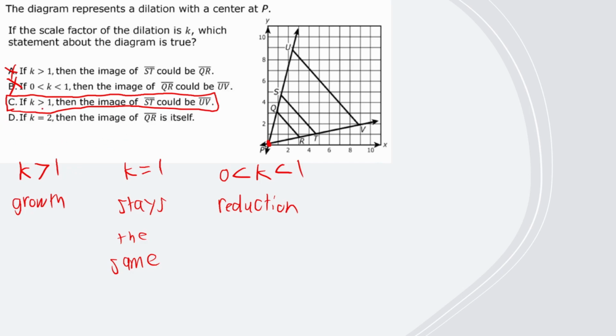So there's our answer. Our last one, it says, if K equals 2, then the image of QR is itself. Now, this is a trick question because in our rules, we have an equal sign. So people might see that equal sign and be like, yeah, it is itself. It stays the same. But notice it's K equals 2 here, not K equals 1. That's not true. What would happen is QR would double. So whatever's double of QR, then that would be true. Since it's not, that is not true. So D cannot be our answer. C is the answer here. Just learned a little more about dilation.